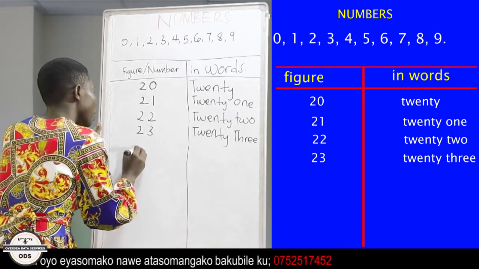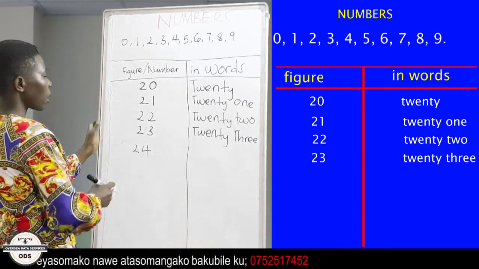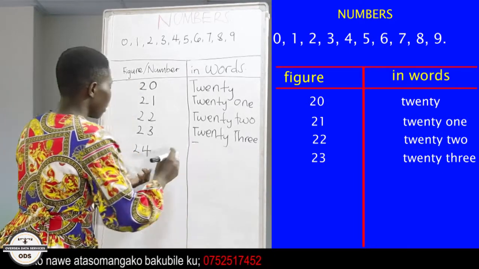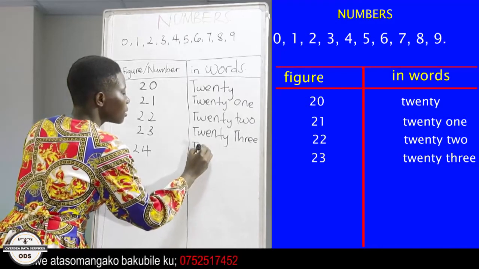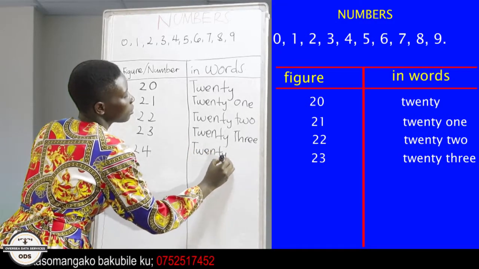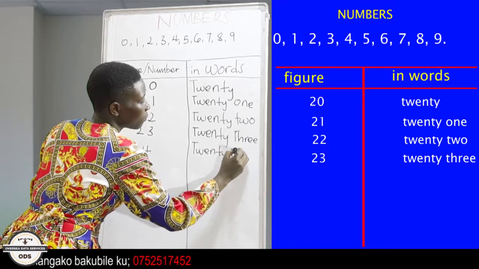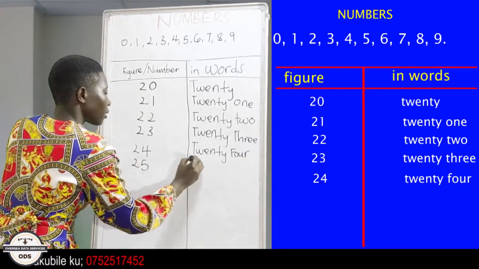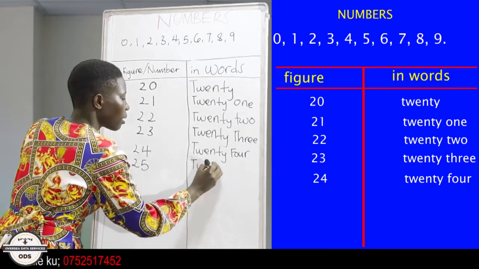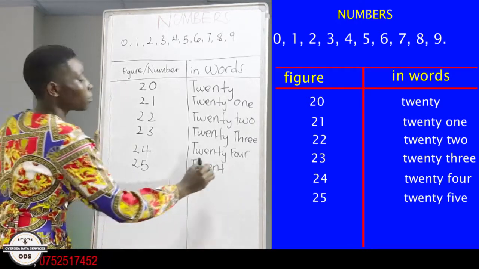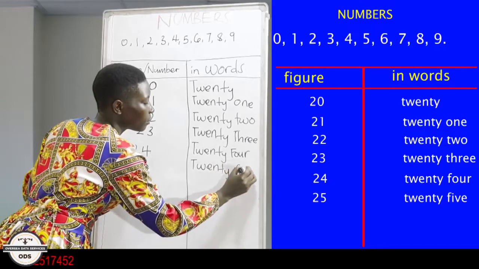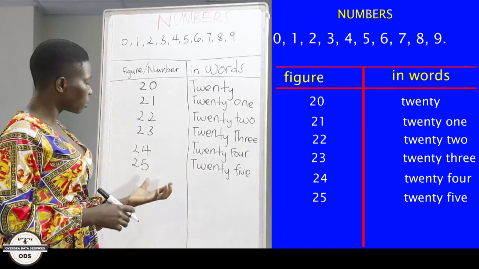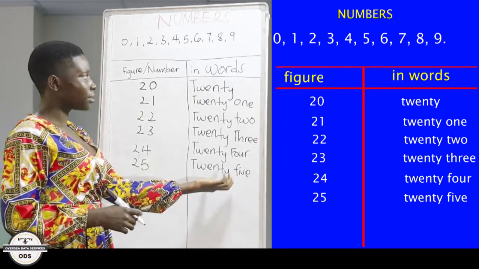Let us continue. We have 2, 4. Abidi munya. We call it 24, like that. We have 25. Abidi mutan. We call it 25. We write it like this in words.